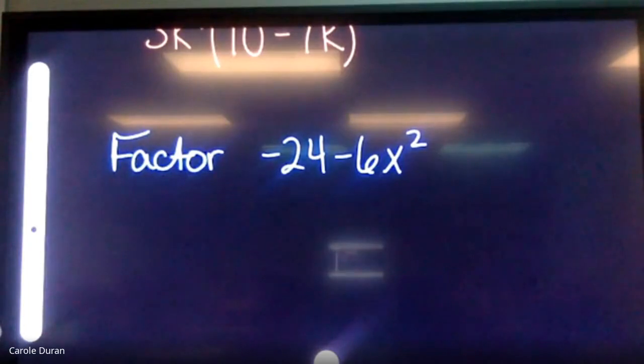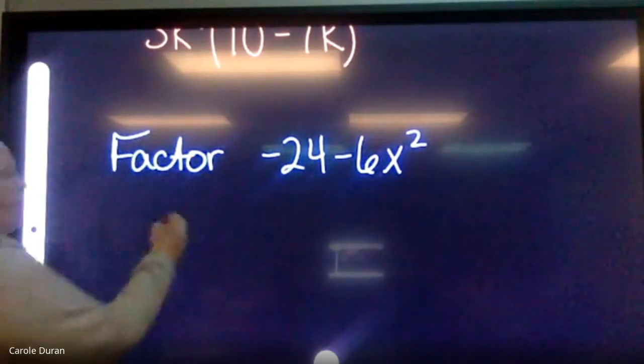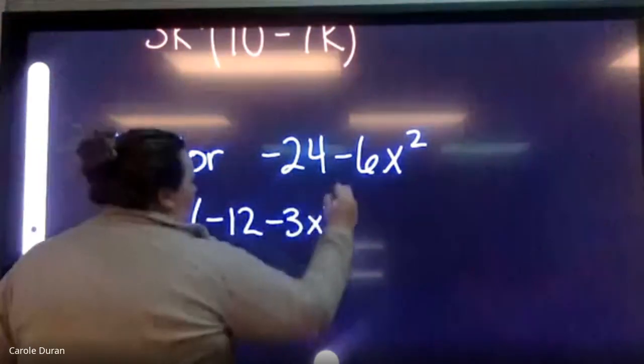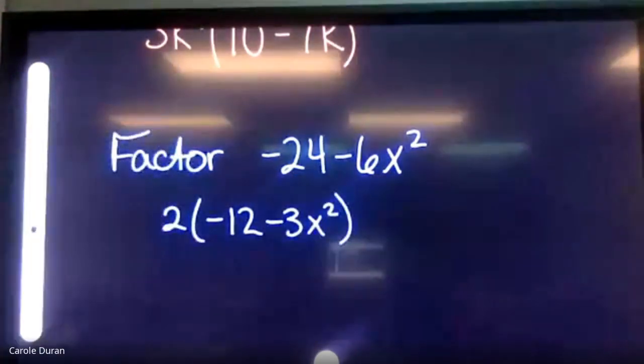Okay, Kaylee, what am I gonna do first? Okay, so Kaylee recognizes that a 2 goes into both of those, so we're gonna take out 2. When I take out 2, I'm left with negative 12 minus 3x squared, correct?